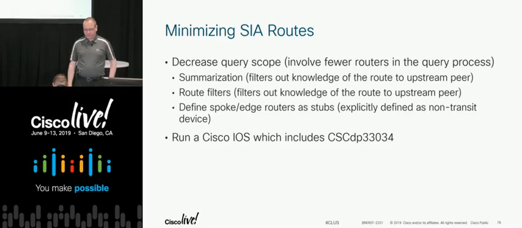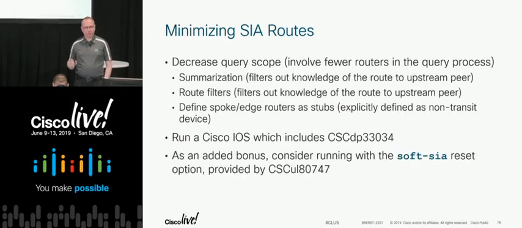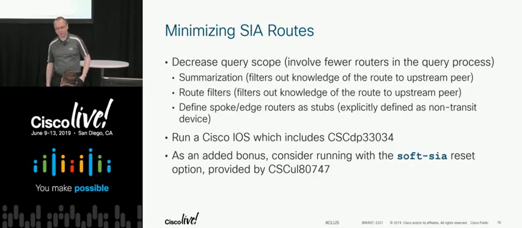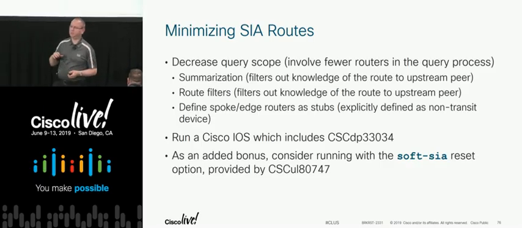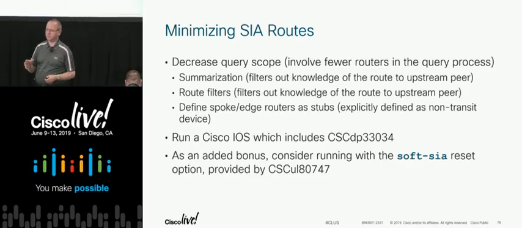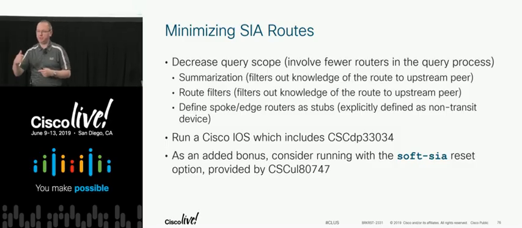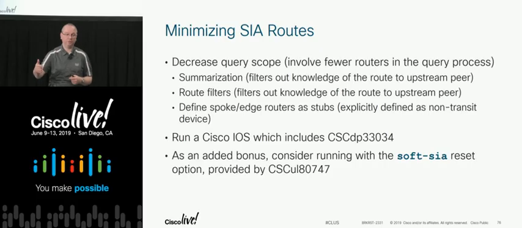Just finishing all this. There are 2 recommendations here. The first recommendation with the CSCDP33034 is actually very, very long overdue. This is a SIA query and SIA reply process that gives additional time to the neighboring router to respond. But if it's really a problem in the packets, it's unlikely to respond. So this is not going to solve your issue.